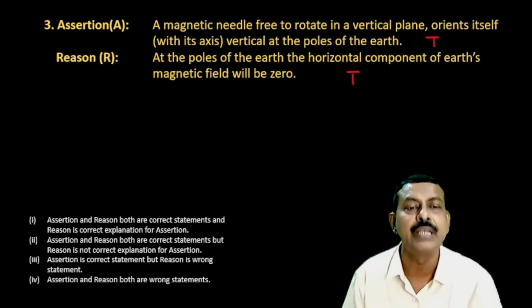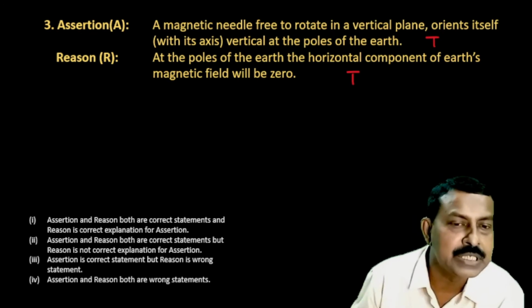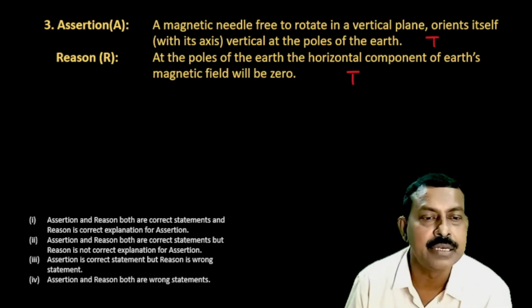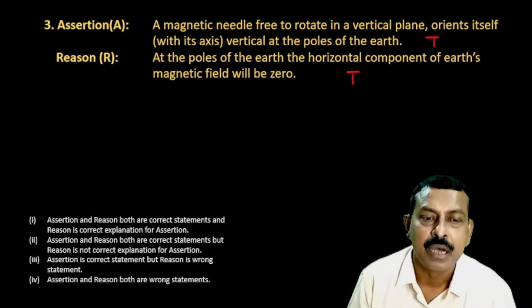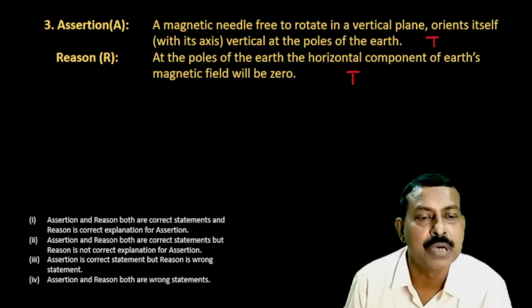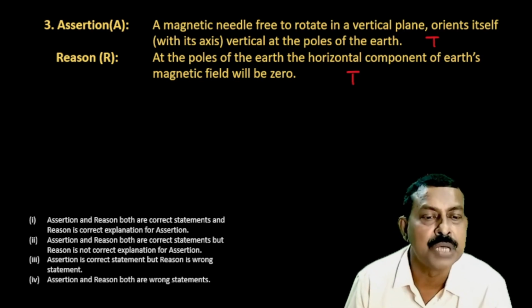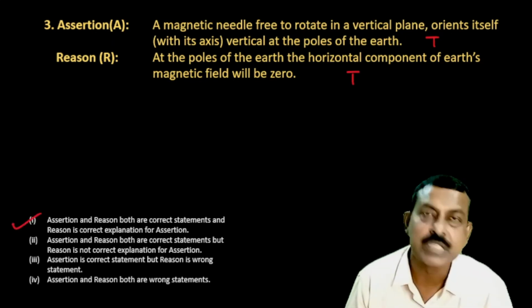So obviously, this is explaining it correctly, because if I read the statement: a magnetic needle free to rotate in the vertical plane orients itself with its axis vertical at the pole of the Earth, because at the pole of the Earth, the horizontal component of the Earth's magnetic field will be 0. So the first option is correct.